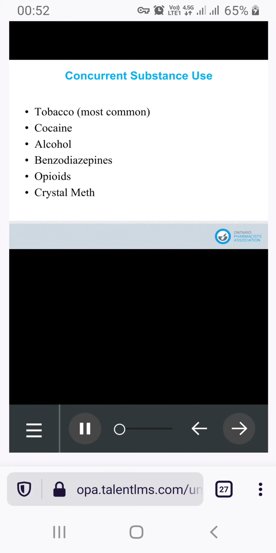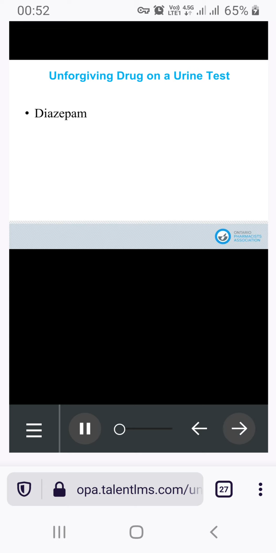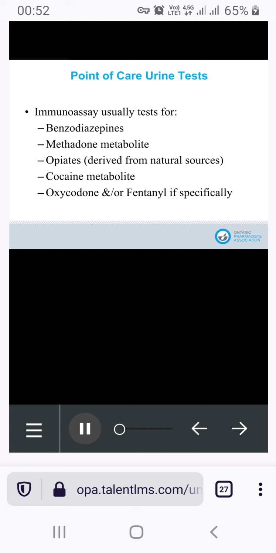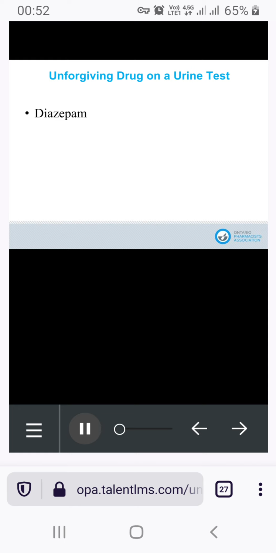Other psychological issue. Unforgiving drug. Okay, what's happened here? The unforgiving drug on a urine test is diazepam.